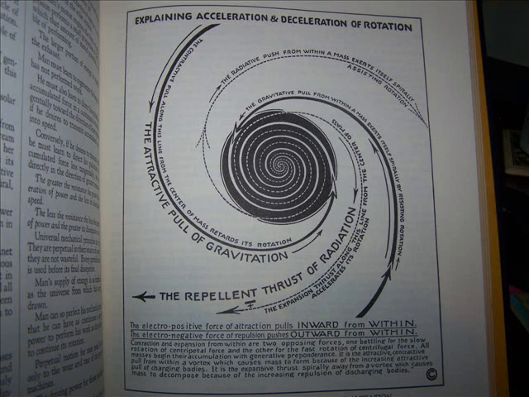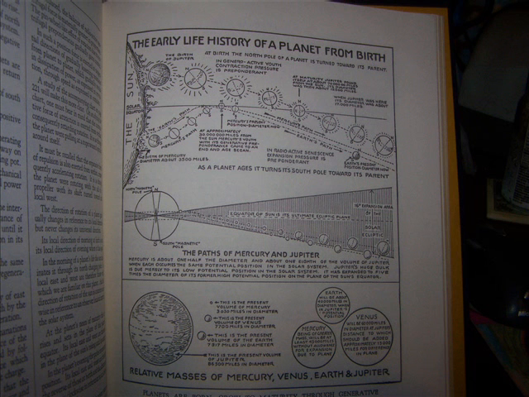Now I'm going to stop and put that chart on. This chart is a chart of the early life history of a planet from birth. And I see that I'm not going to have enough time to finish reading this chart, so I will begin the next series of this with this chart and a reading of the page of this chart.